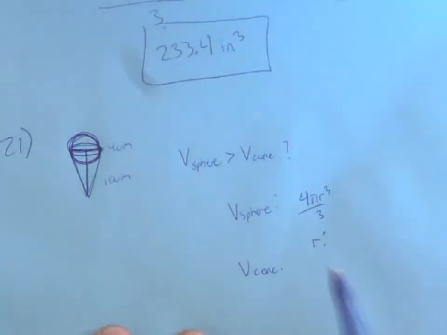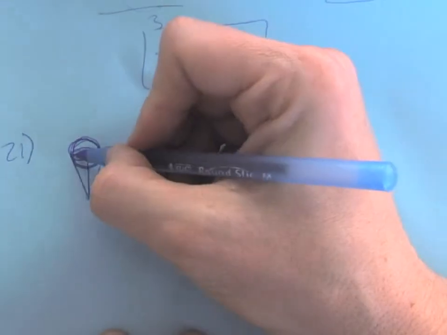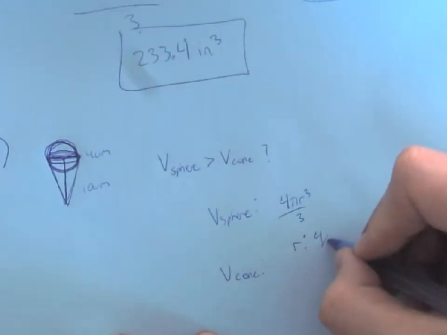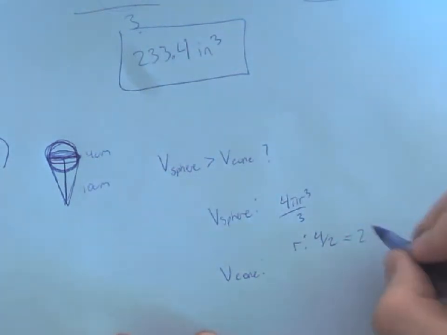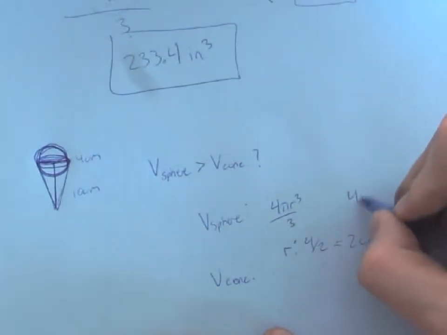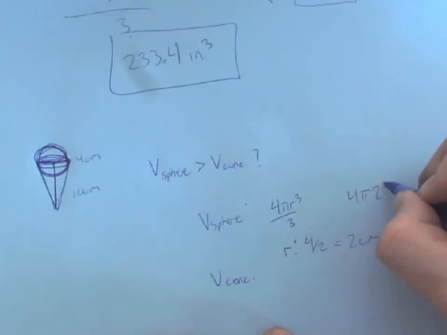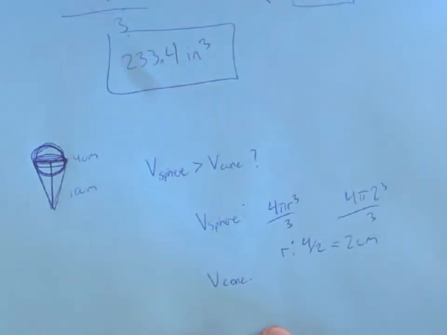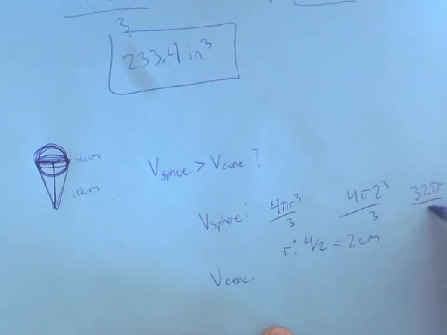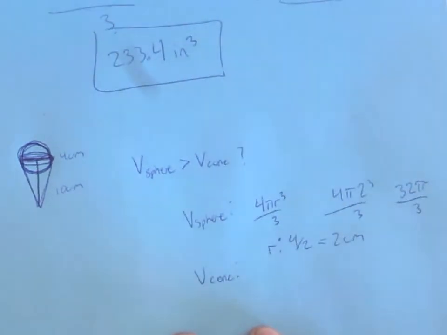Okay, so the radius of the sphere is half the diameter, and they told us the diameter is 4. So the radius is 4 over 2, or 2 centimeters. Okay. Now that we have the radius, we can go back and find out what the volume is. So 4 times pi times 2 to the third over 3. 2 to the third is 8, so this is going to be 8 times 4, 32, times pi over 3. Okay, that is the volume of my sphere, my spherical ice cream.